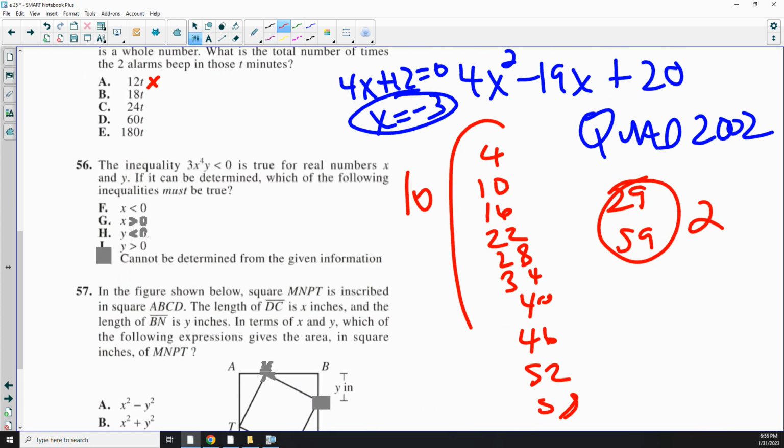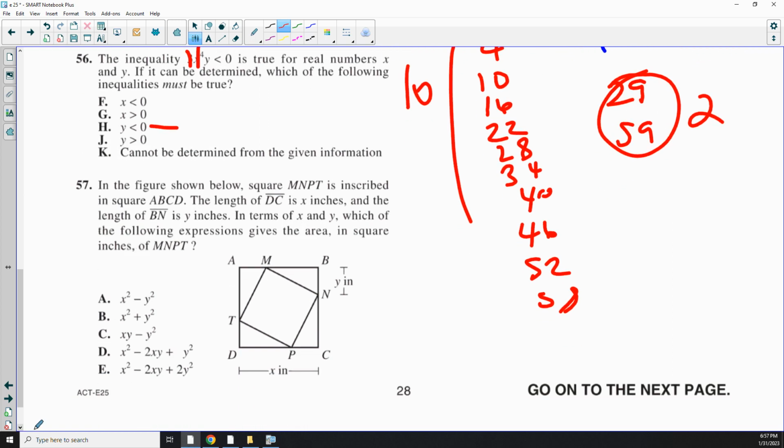Less than 0. Well, is 3 going to be less than 0? No. Is x to the 4th going to be less than 0? Never. y has to be less than 0 for this to go under h. Oh, brother. This one's hard.